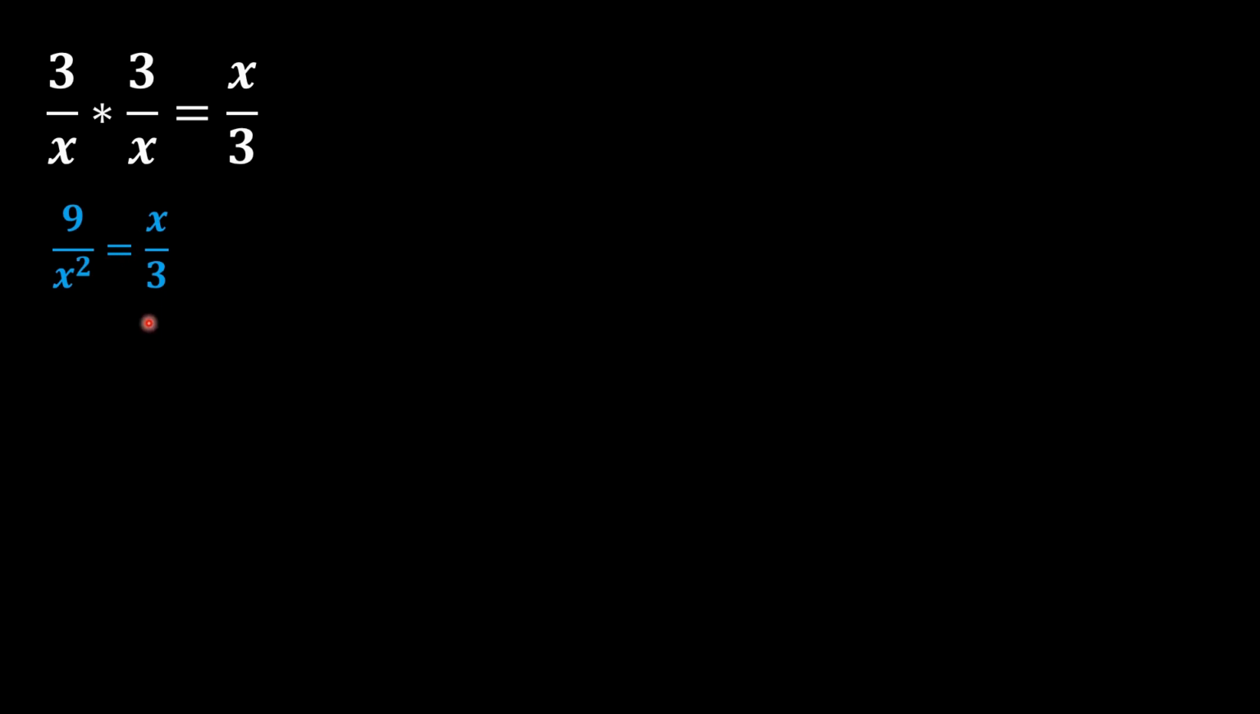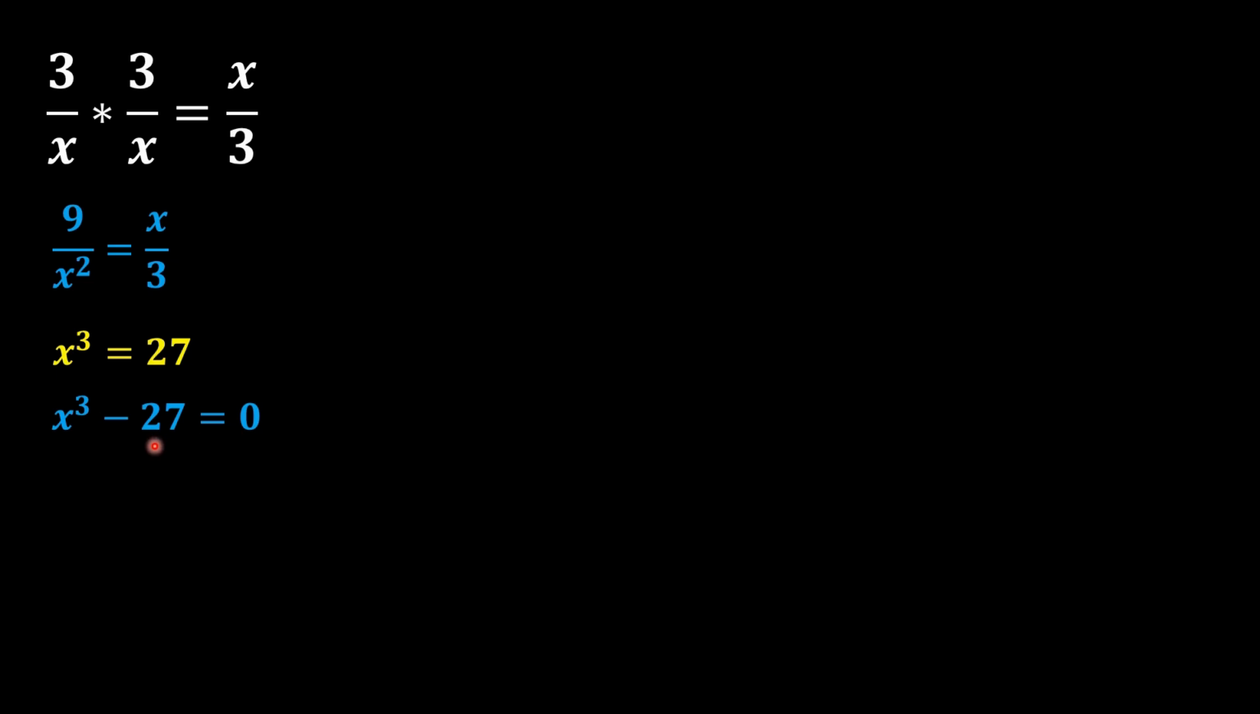Now in the next step we should cross multiply the values. As a result we should get x square into x will be equal to x cube, and 3 into 9 will be equal to 27. Now this 27 will move from here to there. As a result we should get x cube minus 27 equal to 0.